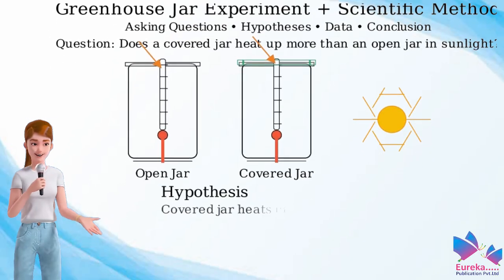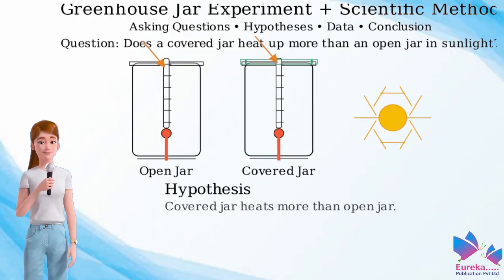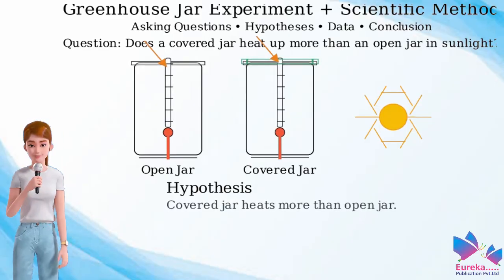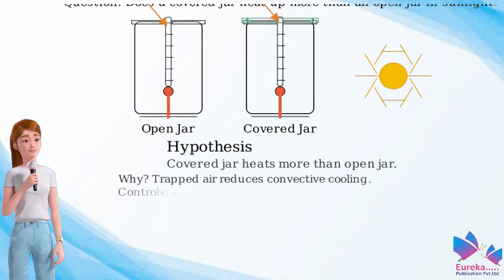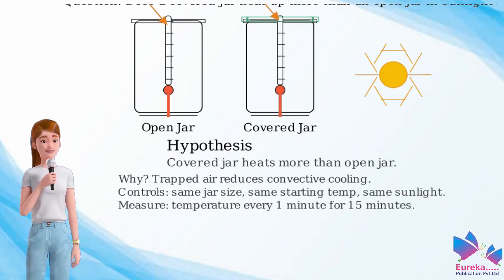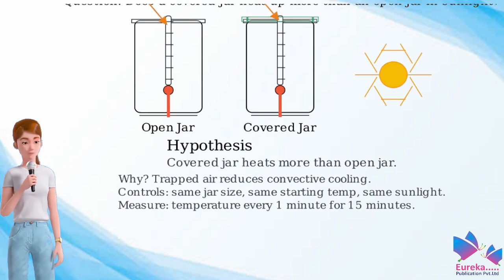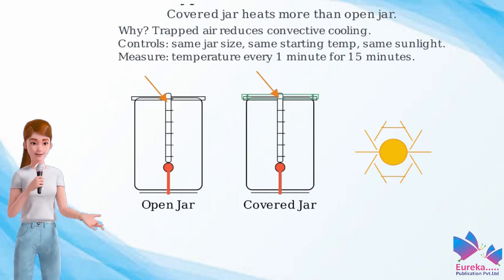Step 2. Make an educated guess, called a hypothesis. Based on what we know about the greenhouse effect, we expect the covered jar to get warmer because the plastic wrap traps heat. Our hypothesis: the covered jar will show a higher temperature than the open jar after 15 minutes in sunlight. Step 3. Plan the procedure and define variables.